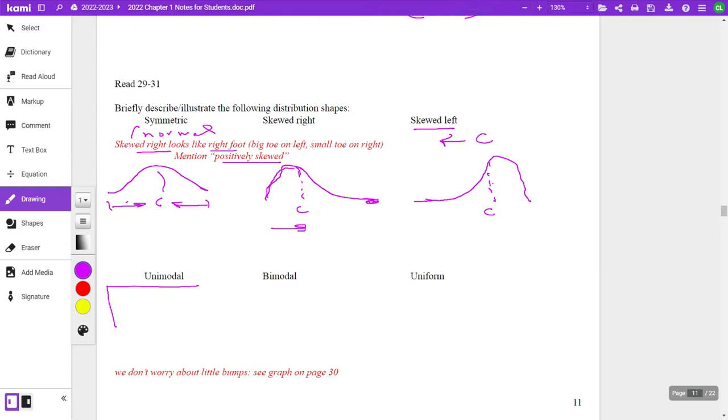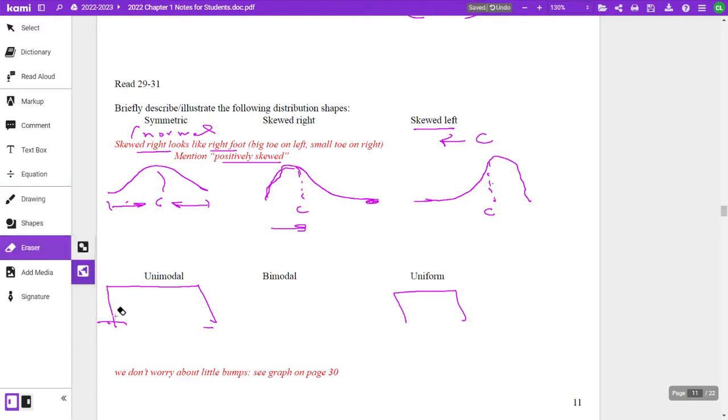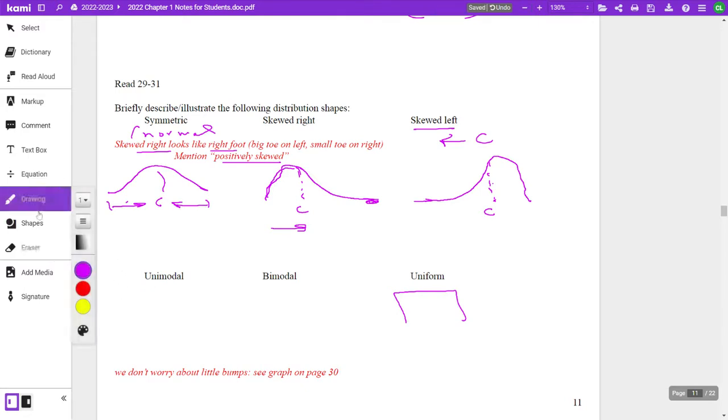So unimodal is one big hump. That's more of a uniform, but unimodal means one mode or one high point in the middle. That is a horrible version of that. All right, let's go back to this. Unimodal means one bump in the middle, and bimodal means like a camel. It's got two bumps in the middle here. And then uniform is just one big block worth of stuff.